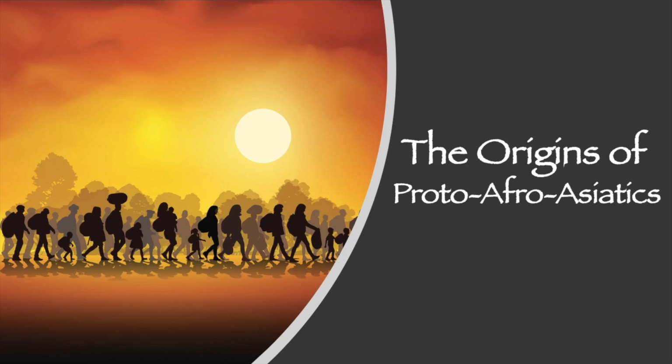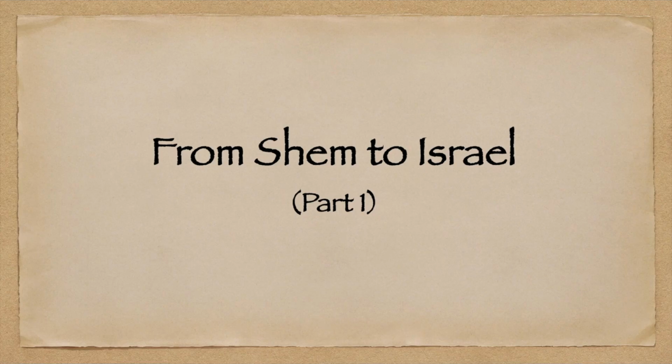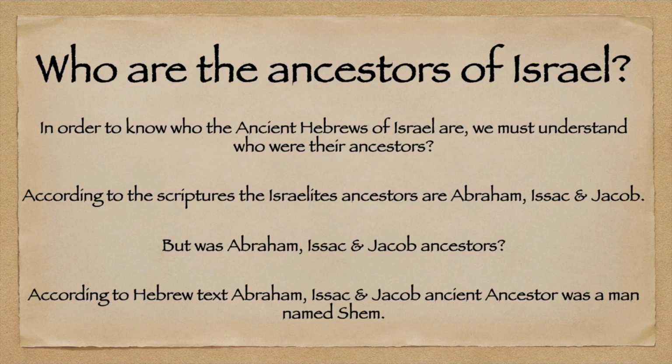The origins of Proto-Afro-Asiatics. So we'll begin from Shem to Israel. This is part one of a video series. In order to know who the ancient Hebrews of Israel are, we must understand who were their ancestors according to the scriptures. The Israelites were the descendants of Abraham, Isaac, and Jacob.